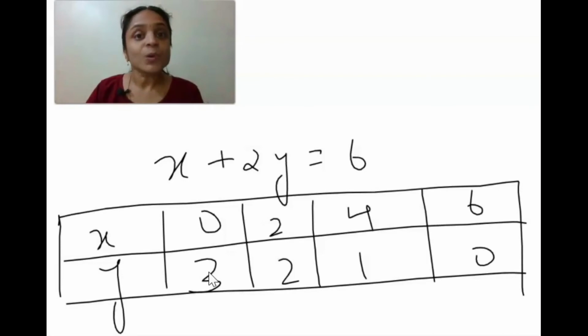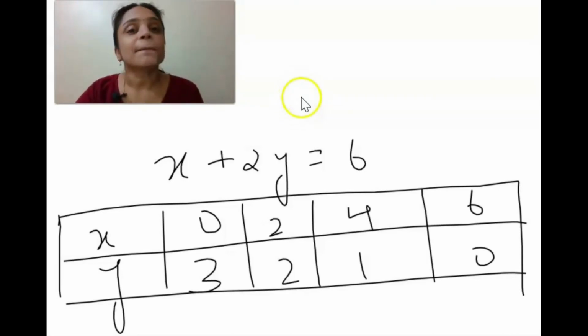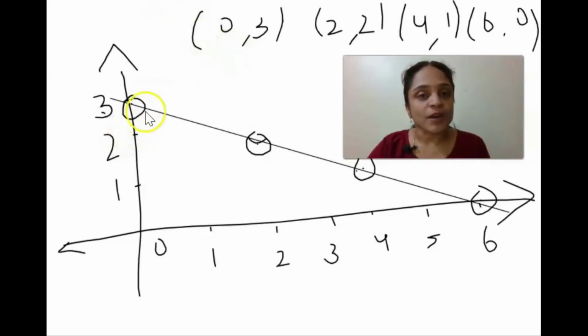So now we'll see how to represent this solution geometrically by drawing a graph. Okay, now you can plot these points in the graph. 0, 3. X coordinate is 0 and y coordinate is 3. So this is the point. Then 2, 2. X coordinate 2, y coordinate 2. So this is the point.